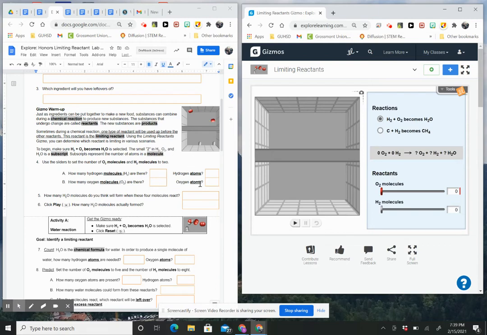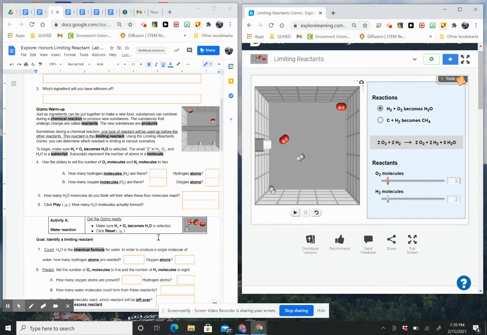Okay, so you're going to go ahead and answer these questions. And it says use the sliders to set the number of molecules of O2 and H2 to 2. So I'm going to use this slider right here, and I want to make that 2. And I want to make this one 2. And then I'm going to click play and see what happens. After the reaction is completed, you want to see how many H2Os you form.